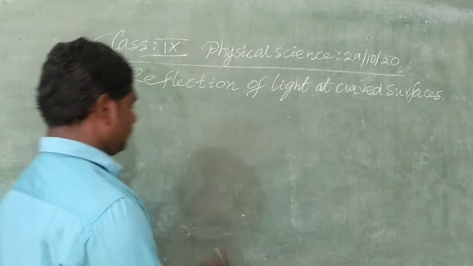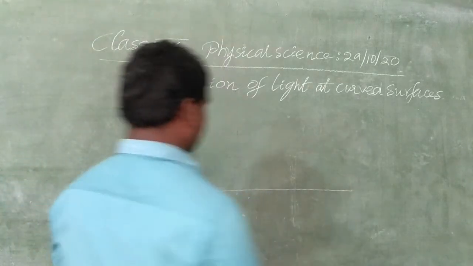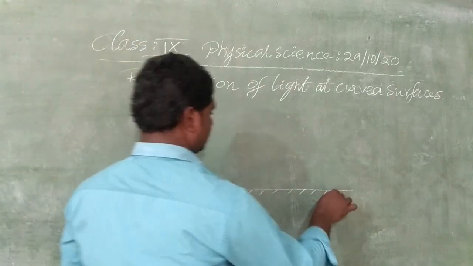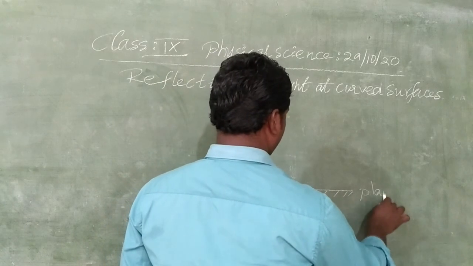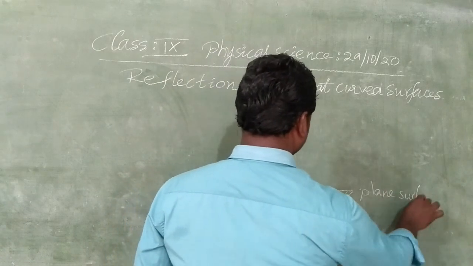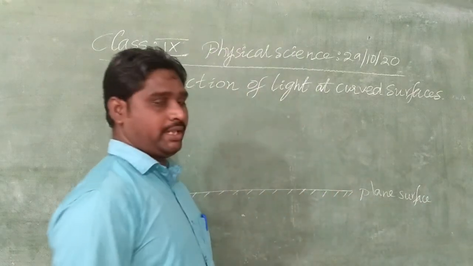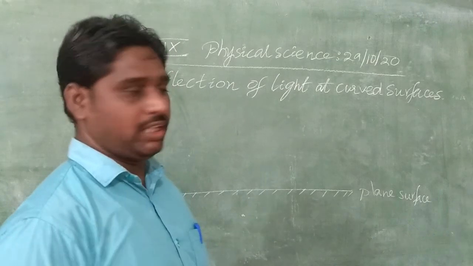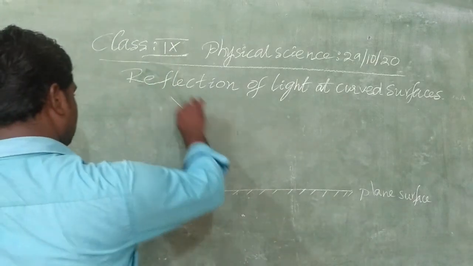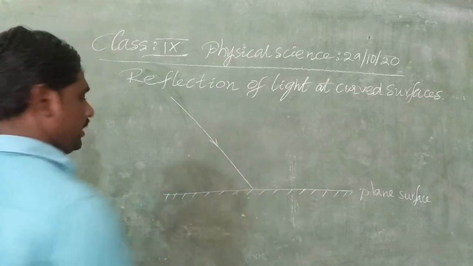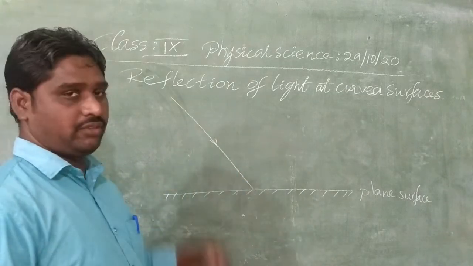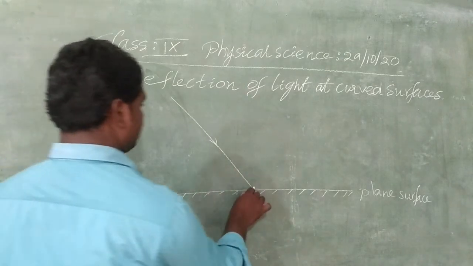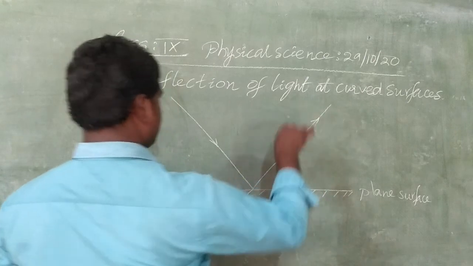For example, take here, this is the plane surface. We take a mirror. The mirror surface acts as a plane surface. If a light ray falls on the plane surface, what happens? It will get reflected into the same medium.